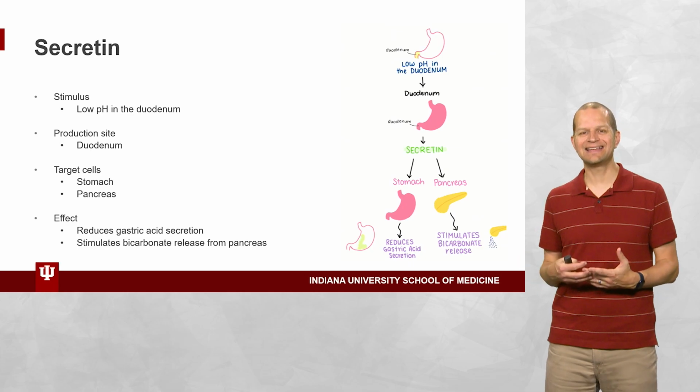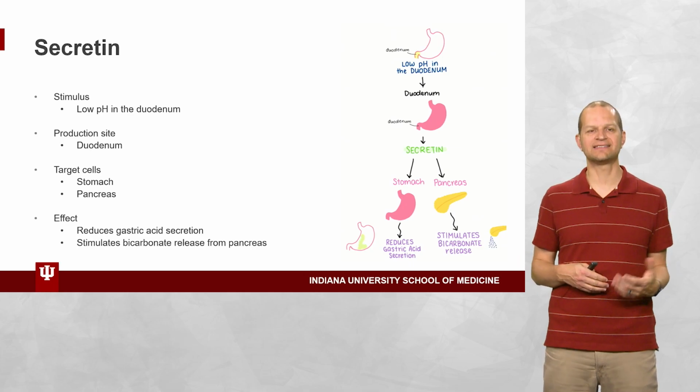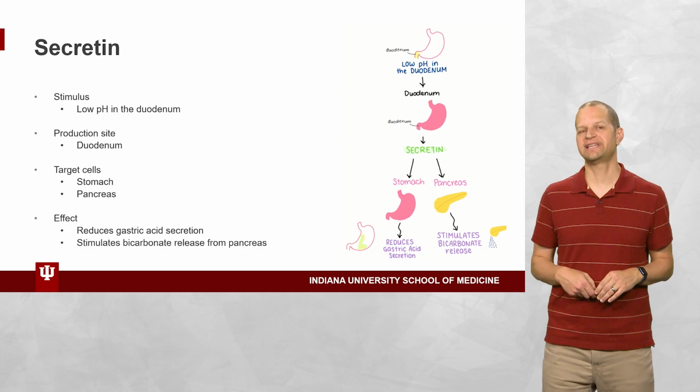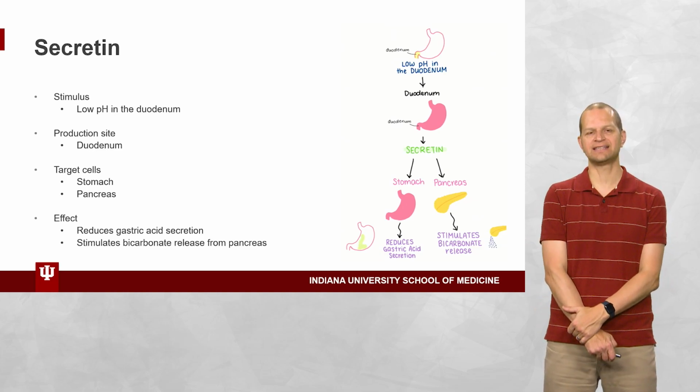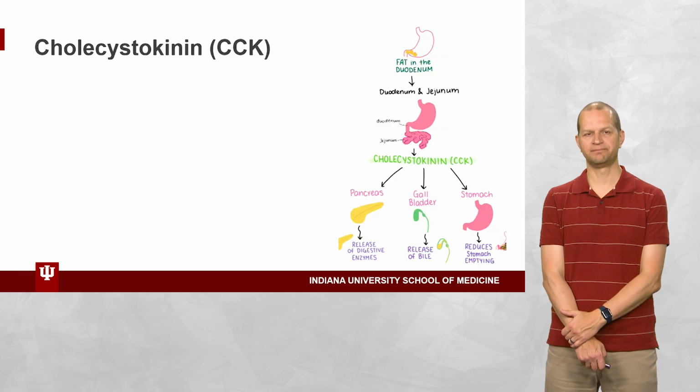The stomach can handle having low pH or high acidity because it's got a lining that protects it. The small intestine does not. And so we want to basically protect our small intestine. We do that through the help of secretin.